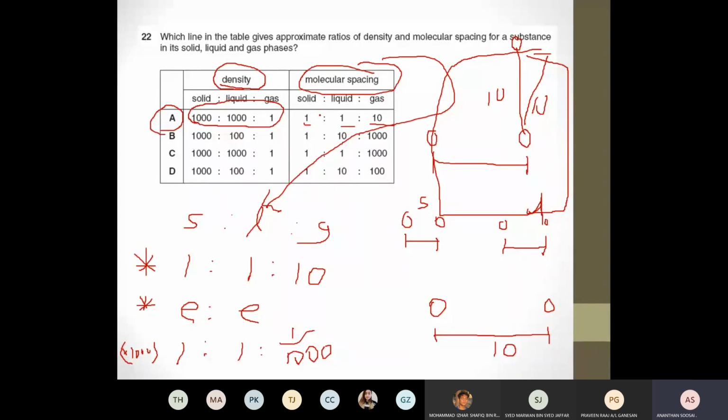So solid, liquid, gas, the spacing ratio is 1 to 1 to 10. The density will be 1000 to 1000 to 1. Density of solid and liquid is about the same; in A levels we treat solid and liquid as the same density. Gas density is going to drop by 1000 times because spacing rises by 10 times for A levels. Okay, any questions from here?